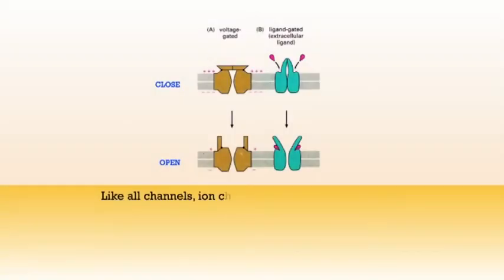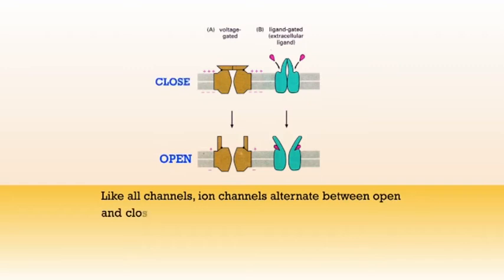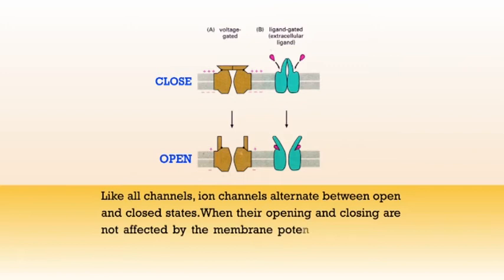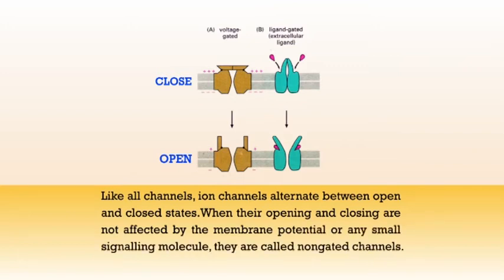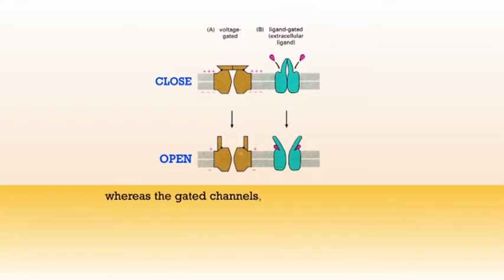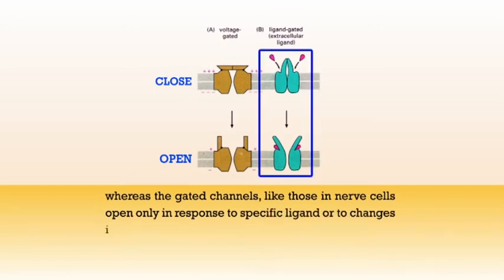The ionic gradients and electric potential across the plasma membrane, along with the ability to control ion fluxes, play crucial roles in many biological processes. Like all channels, ion channels alternate between open and closed states. When their opening and closing are not affected by the membrane potential or any small signaling molecule, they are called non-gated channels. Whereas the gated channels, like those in the nerve cells, open only in response to a specific ligand or to changes in the membrane potential.